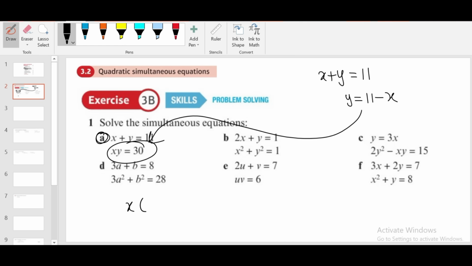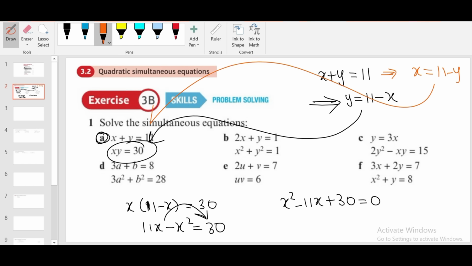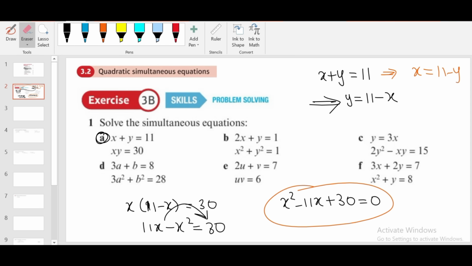So you will get x times (11 minus x) is equal to 30. Open the bracket, you will get 11x minus x squared is equal to 30. Push all the terms over, and you will get x squared minus 11x plus 30 is equal to 0. Instead of making y the subject, you can make x the subject also. You can make x is equal to 11 minus y and sub in here too. The only thing is you will get an equation in terms of y first. Anyway, we need to find the value of both x and y.